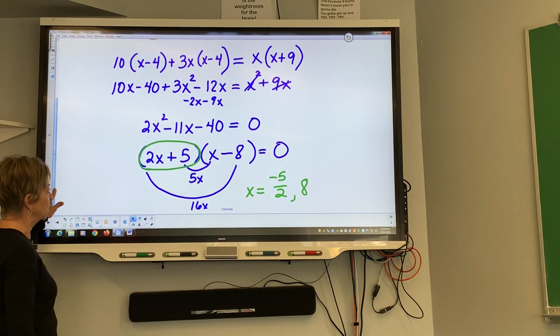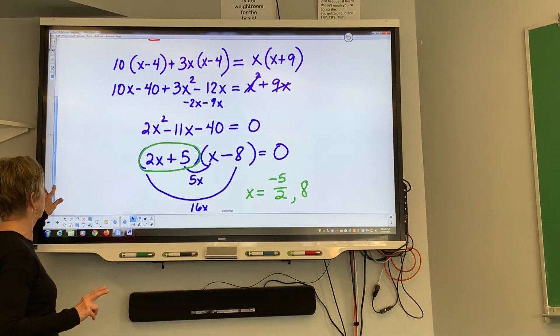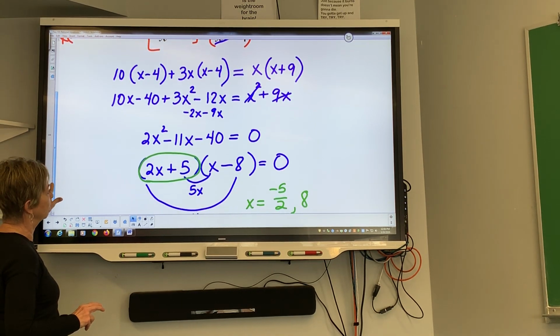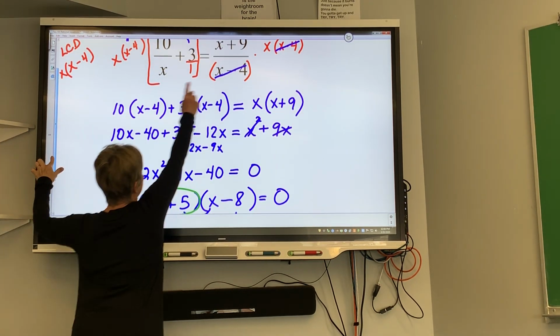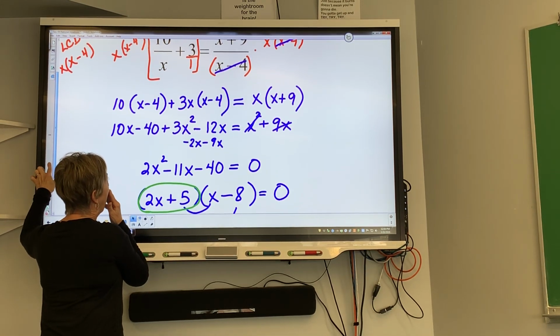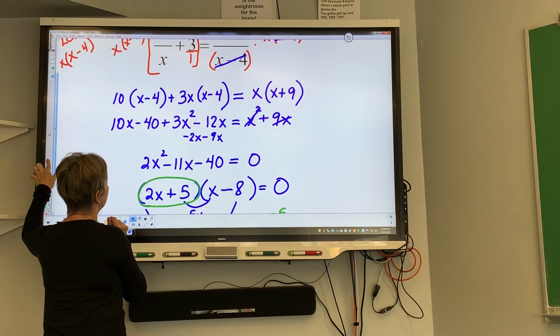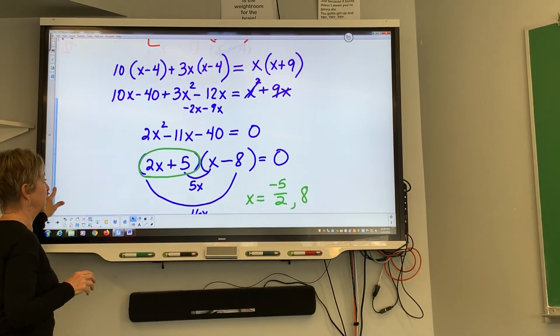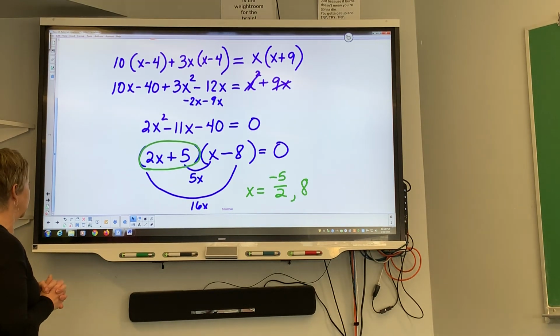Okay, let's go back and make sure neither of those is going to give us a 0 denominator. Nope, 8 will be fine, that'll be 8, that'll be 4. Negative 5 halves, no, that's not going to cause an issue, so we're good to go. So there's my solutions, negative 5 halves and 8.